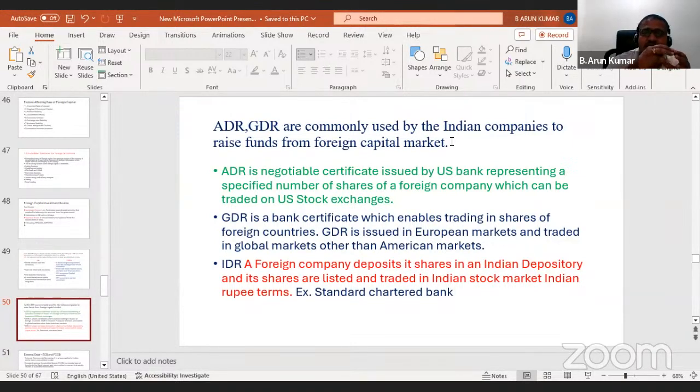An ADR is a negotiable certificate issued by a US bank representing a specified number of shares of a foreign company, which can be traded on a US stock exchange.